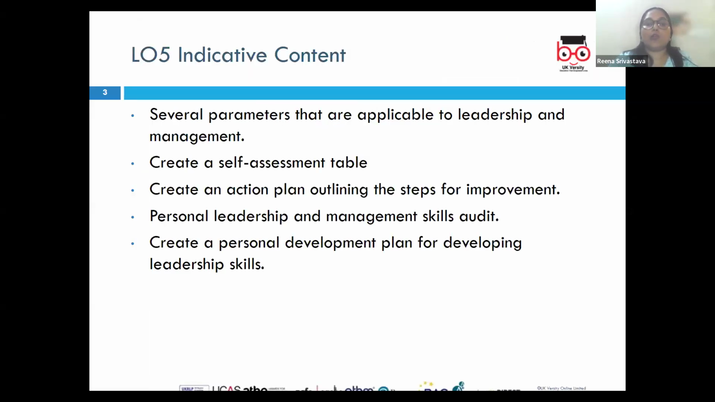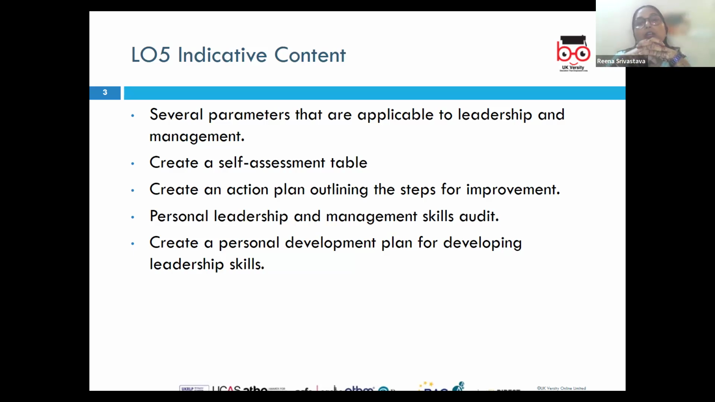When it comes to what we are going to cover in this unit, during the course of this discussion we are going to look at several parameters that are applicable to different aspects of leadership and management. We are going to see how to create a self-assessment table. We are going to learn how to create an action plan outlining the steps for improvement. And then we will delve deeper with a personal leadership and management skills audit after we have gathered the feedback from peers, subordinates, and supervisors for a more holistic view.